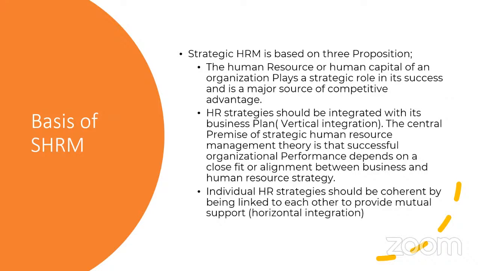Then you have the internal fitness. The internal fitness is divided into two: the horizontal integration and the vertical integration. Horizontal integration deals with how HR practices, HR bundles cohere to be able to deliver expected HR outcomes. And then the vertical integration: how do HR practices cohere with general business practices to be able to drive organizational performance.